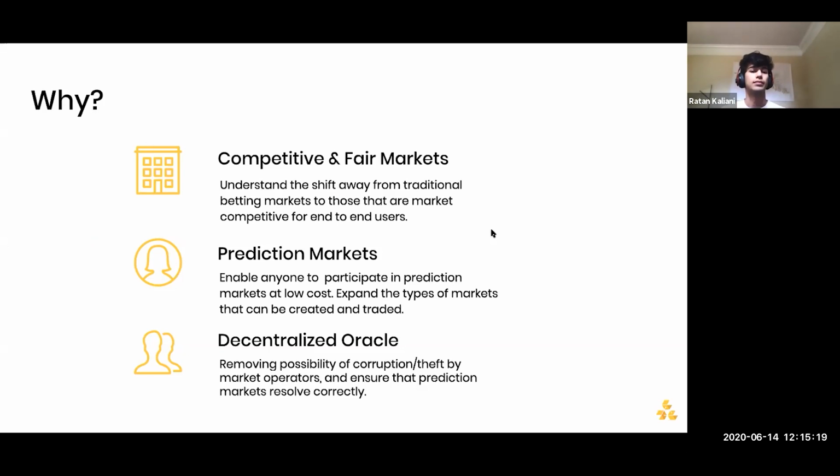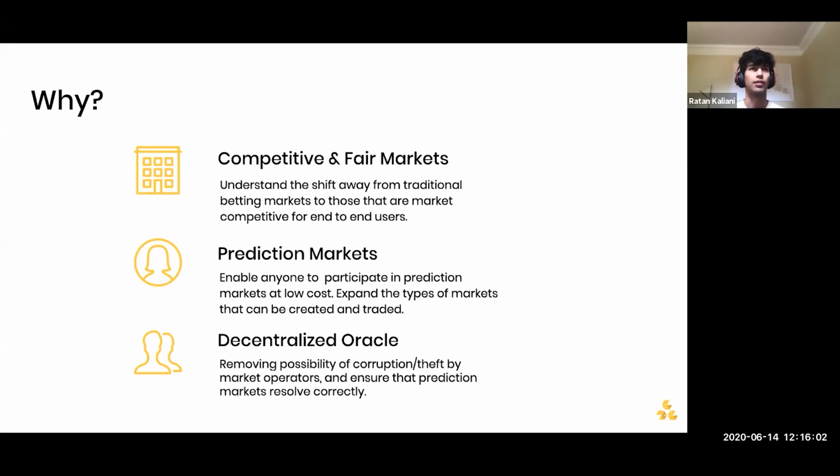So the entire reason why Augur was created is to really shift away from traditional betting markets. There's a lot of centralization. This is what we see a lot in the DeFi space as well as in a lot of major platforms based on Ethereum: you really want to take away the necessity of having a trusted operator of the market to ensure that the markets are resolved correctly. And by removing this need for a central operator, you remove the possibility of corruption and theft within prediction markets. Additionally, within traditional prediction markets, the market operators decide how the outcomes are resolved.